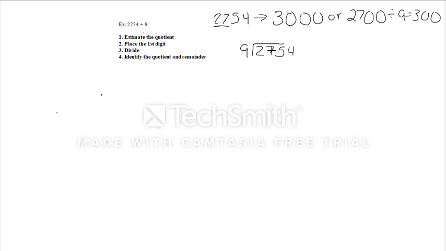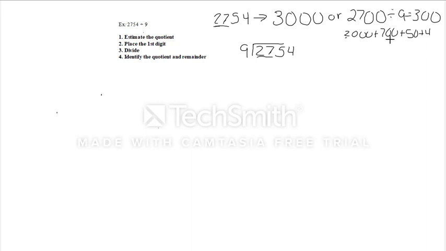So now that I'm dividing, I have to know where to place the first digit. If I'm dividing into 2,000, but I'm only worrying about the first digit, can I divide 9 into the 2 evenly? I can't. So I'm going to go to the next digit. Since I can't divide into 2, I'm going to divide into 27. So the first step is to know what you're dividing into.